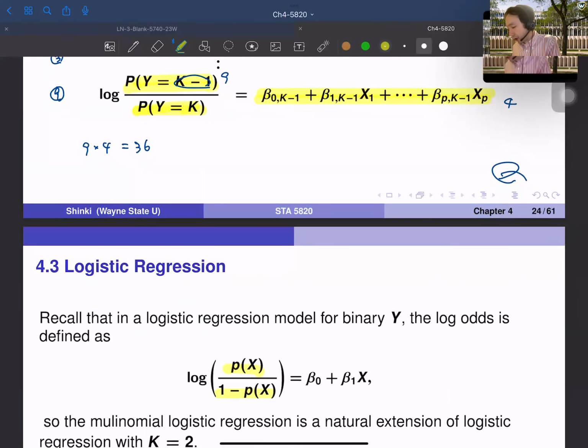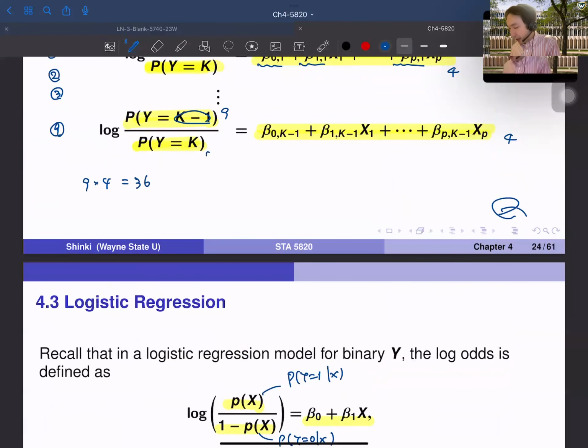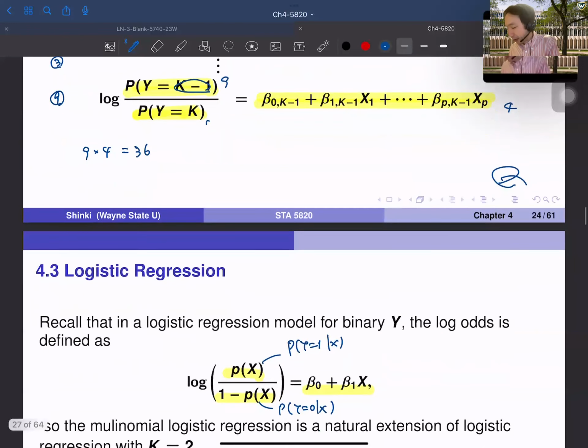And this is the probability of y equals 1 given x, and this is the probability of y equals 0 given x. So this is exactly the same as the previous case, just that the last class is 0, and otherwise it's the same. So in the special case of k equals 2, where we consider just class 1 and class 0, this is exactly a special case of the multinomial logistic regression.